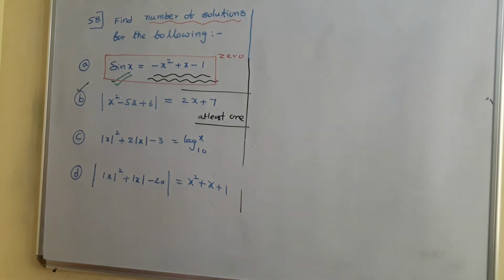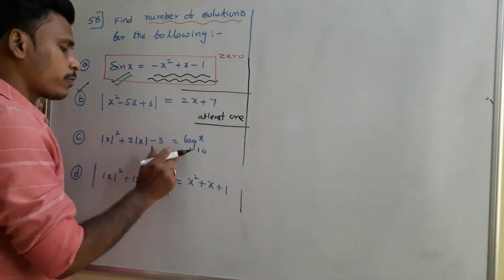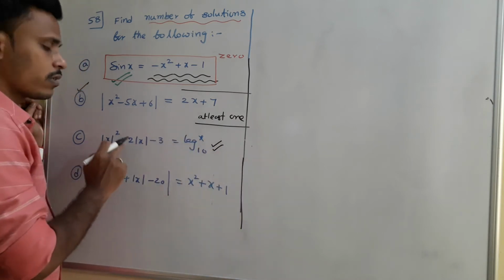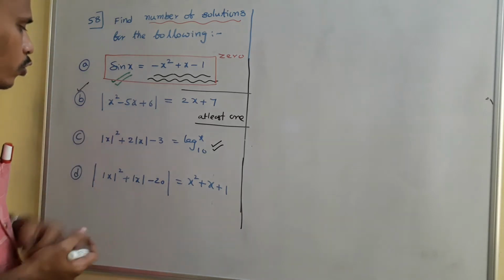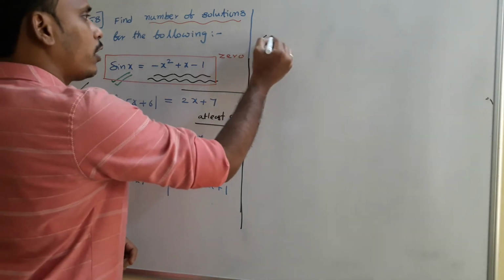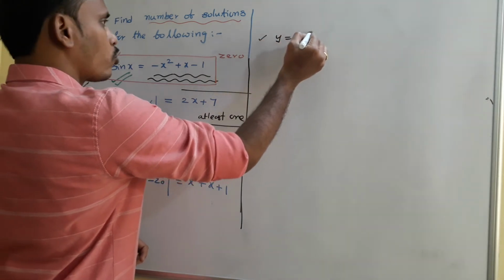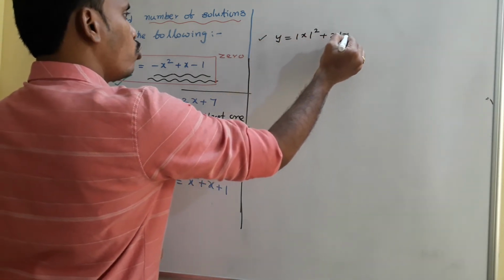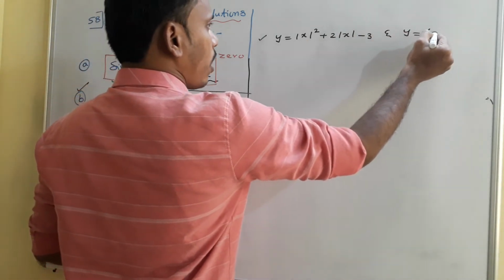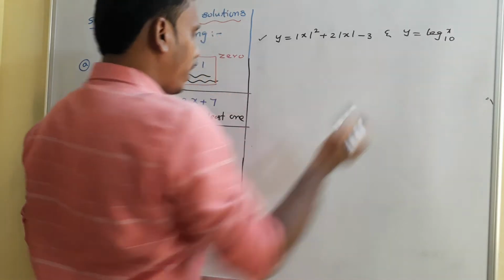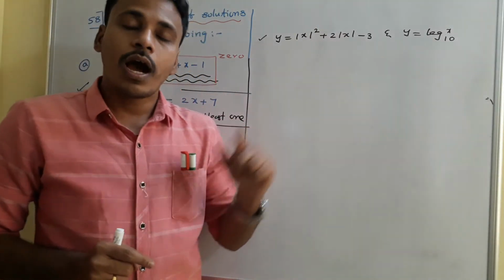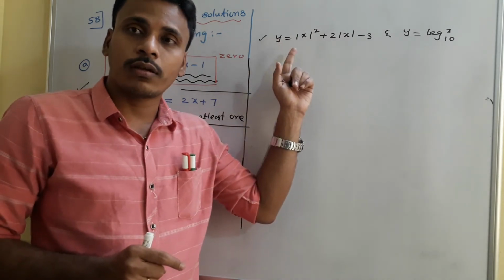The next problem is mod x square plus 2 mod x minus 3 is equal to log x base 10. As I mentioned, this is simply nothing but two graphs. One is y is equal to mod x square plus 2 mod x minus 3. And the other one is y is equal to logarithm of x base 10. To find the number of solutions, we need to find the number of intersecting points for these two graphs, by sketching.